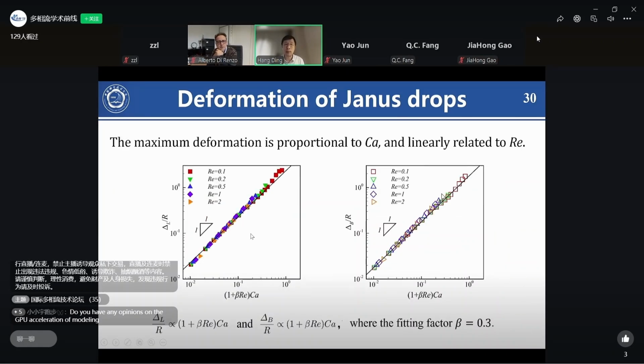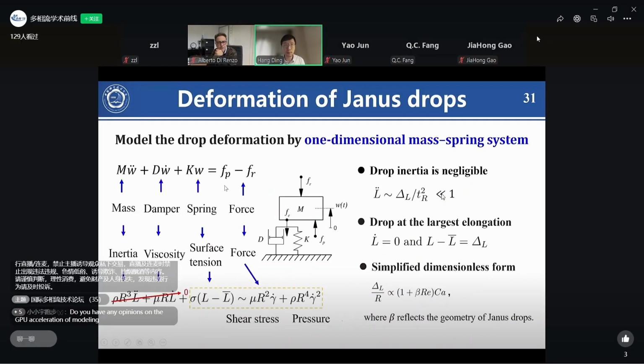Then we can show that the amplitude of this deformation, as a function of 1 plus beta, Reynolds, capillary here, actually forms a line that is linear. Why is this deformation proportional to the capillary number, and also linearly related to Reynolds? We can use a one-dimensional mass-spring system to explain this.